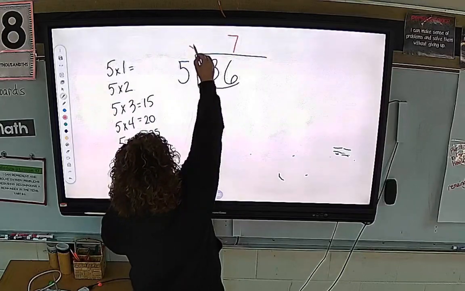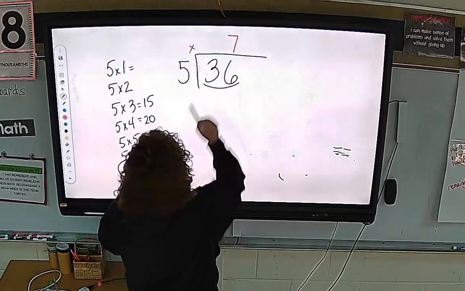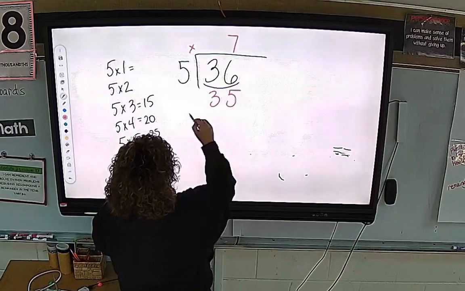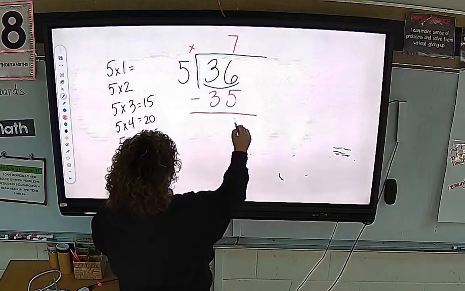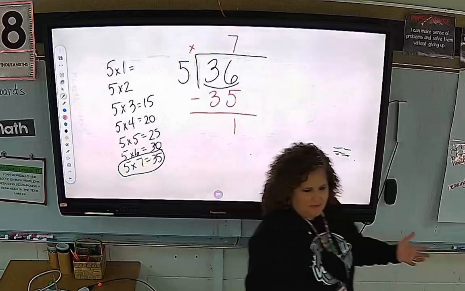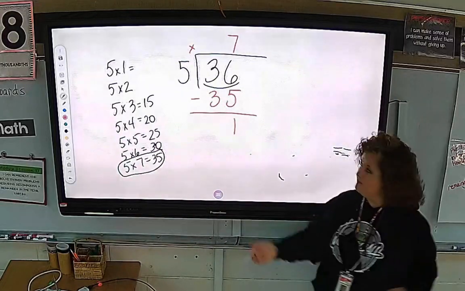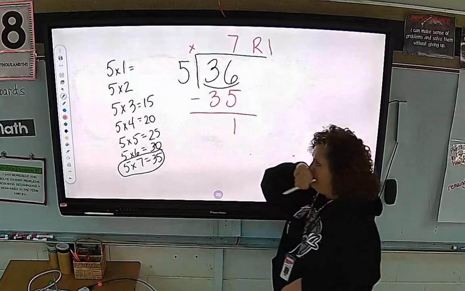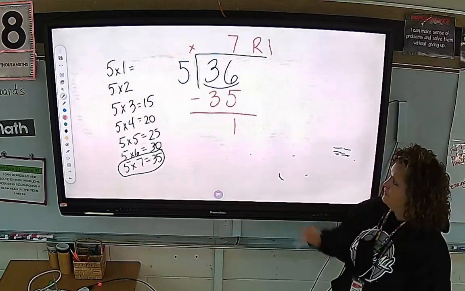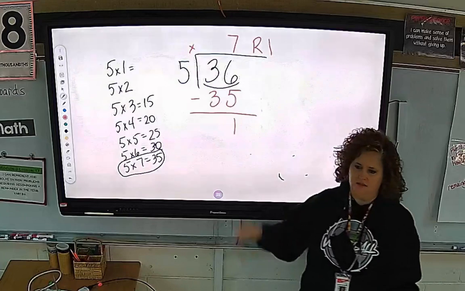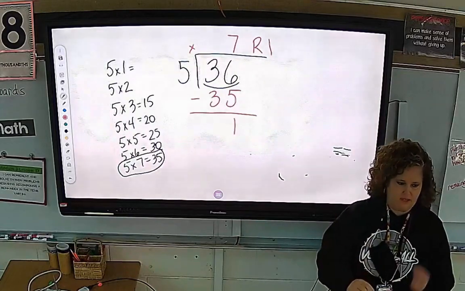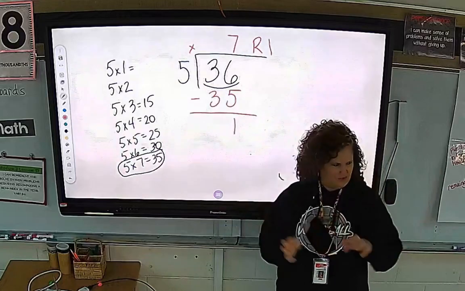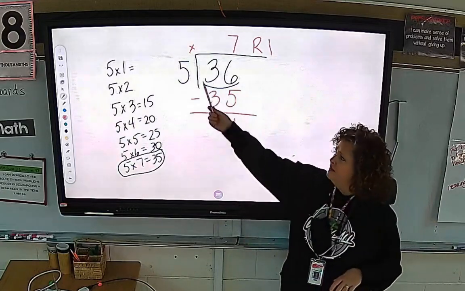Now, same steps. 5 times 7 is what? We just saw? 35. So I'm going to subtract 35. There's 1 left over. That's not big enough to make a group of 5. So 7 remainder 1. Now, if we would have drawn 36 dots and circled groups of 5, you would have seen this answer super fast. But to do it without any picture type things to look at, that's how we would do it.